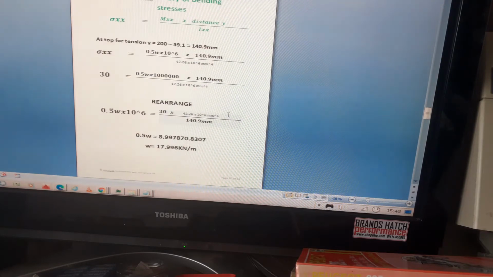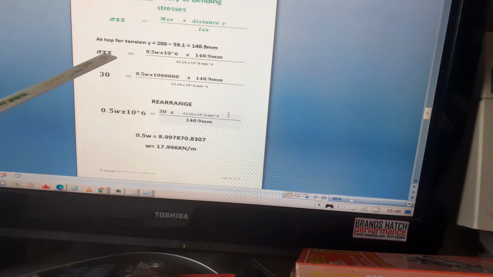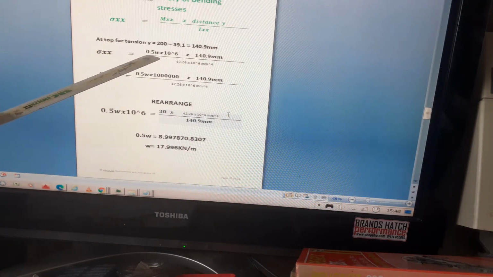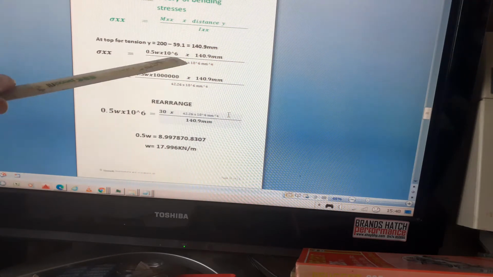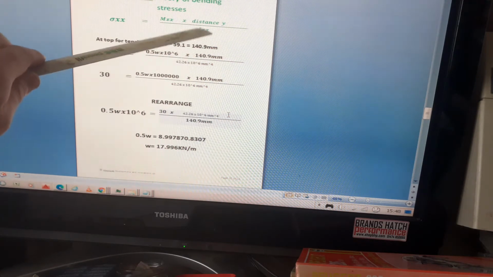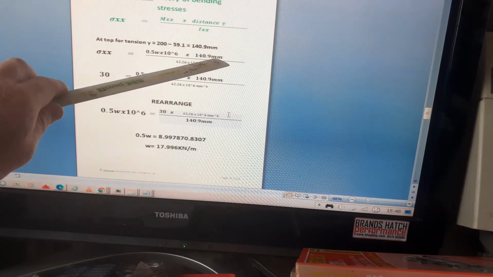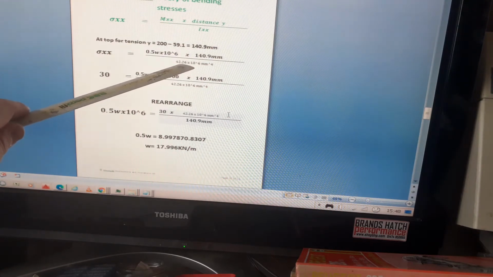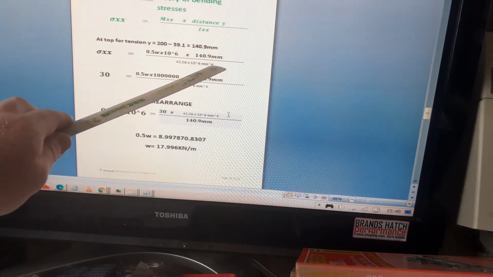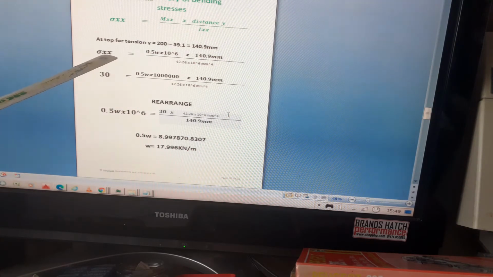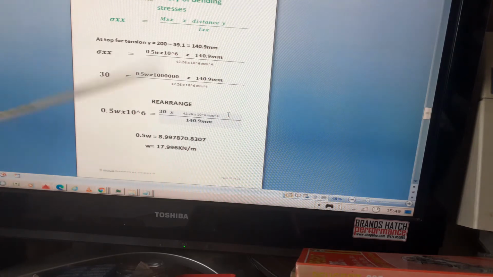So we put those values into this, we get sigma xx, and we've already found that the moment was 0.5 W, and that was kilonewtons per meter. So it's 0.5 W times 10 to the power 6 times 140.9 millimeters divided by the Ixx of the section, which is given as 42.26 times 10 to the power of 6.